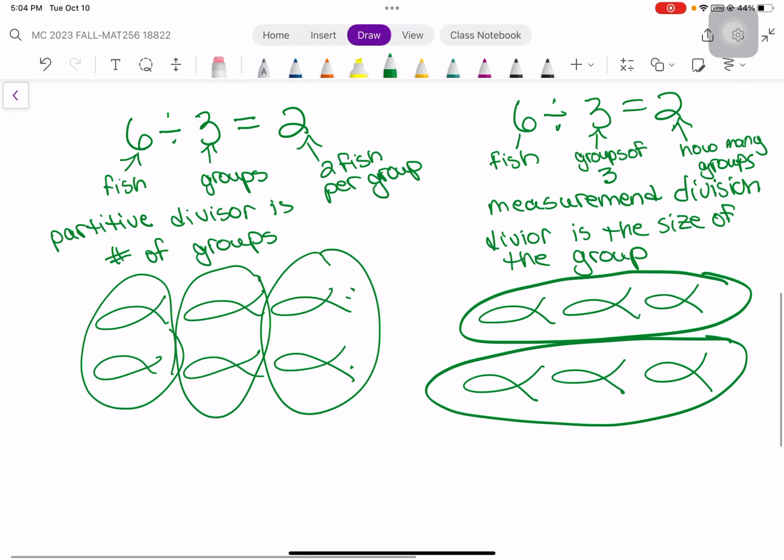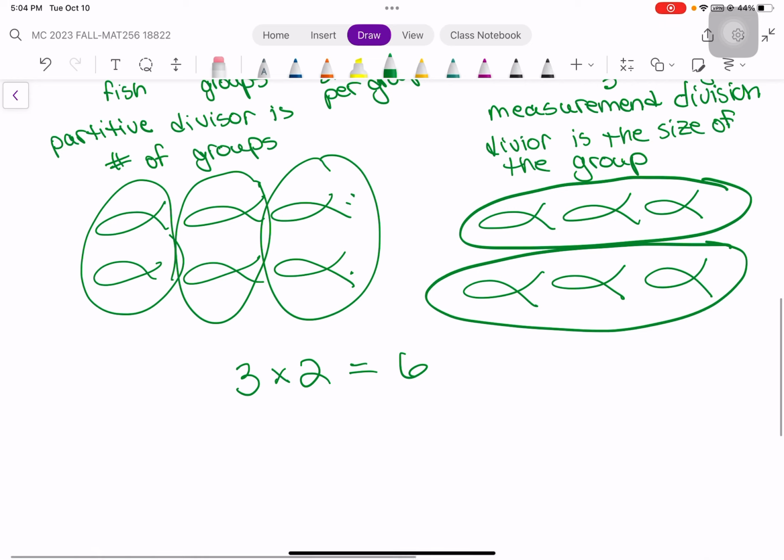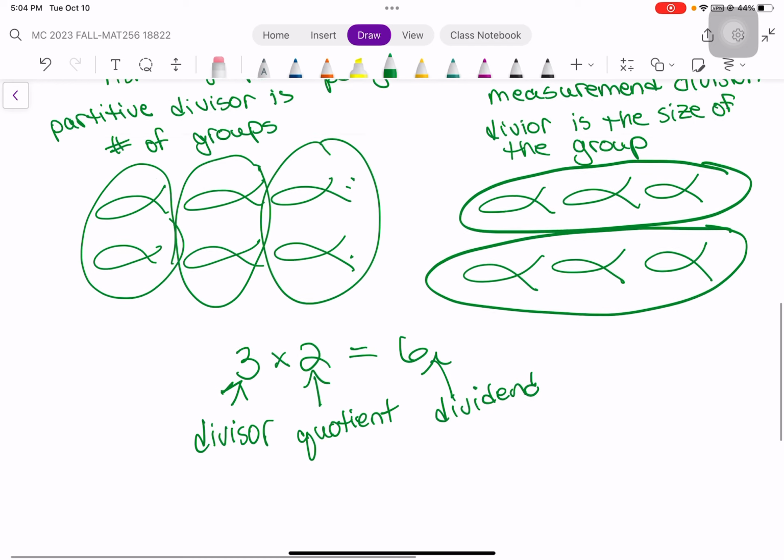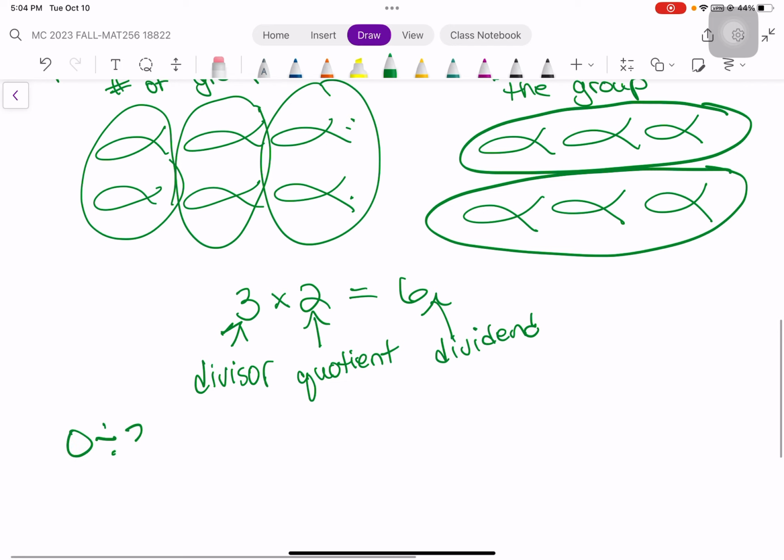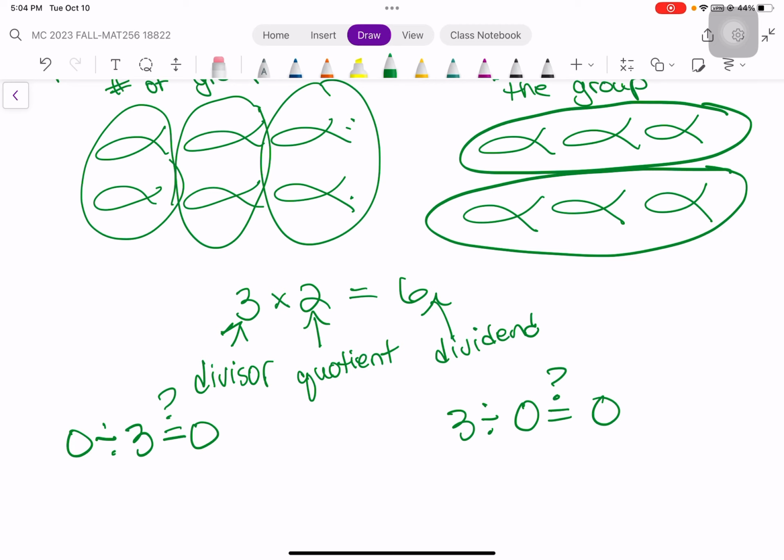But let's relate it back and say, okay, the reason I know that 6 divided by 3 is 2 is because 3 times 2 equals 6. So my divisor times my quotient equals my dividend. Now, relate that to this problem. 0 divided by 3 equals 0. And let's say we're not sure if 3 divided by 0 equals 0. We're checking that, okay? We're checking both of these.